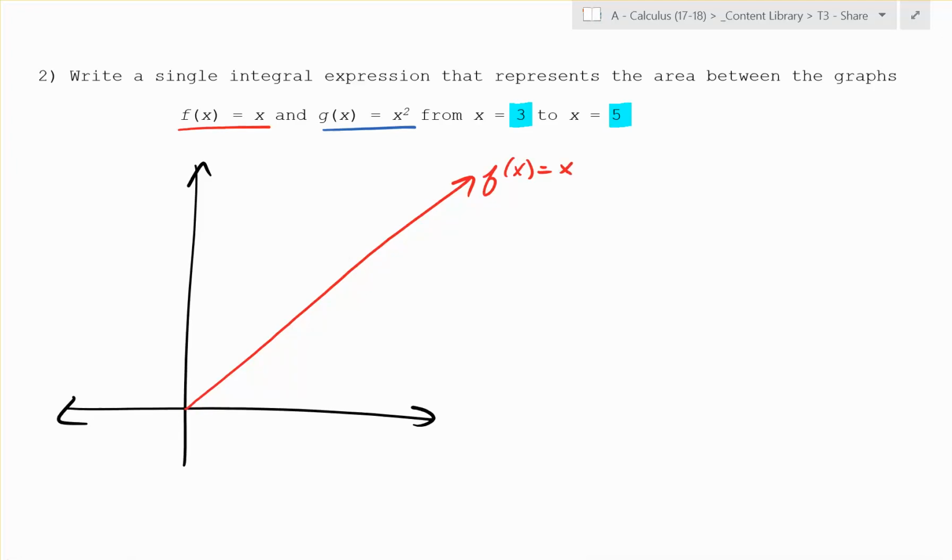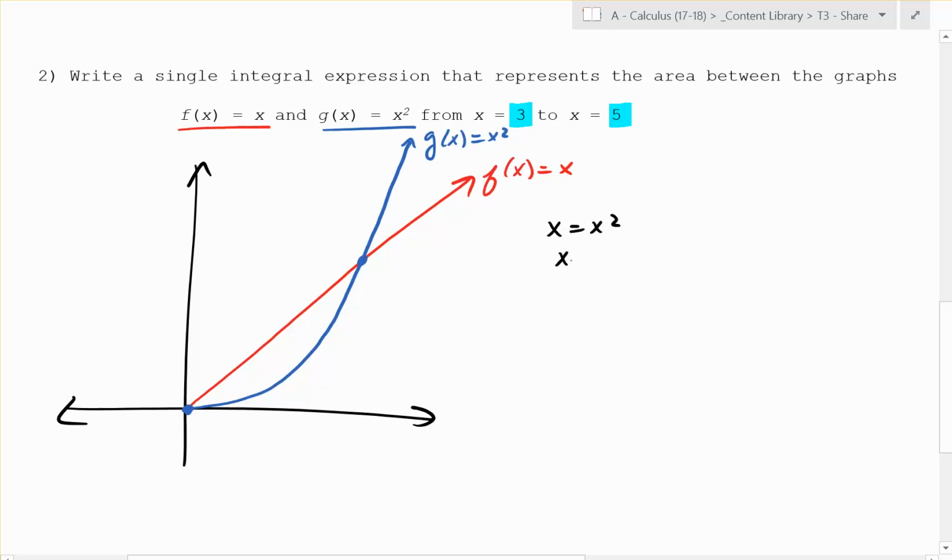But what about g of x equals x squared? Well, it's going to start here at 0, and then it goes up like this. So there's g of x equals x squared. Where do they cross? Well, that's important to know. So when does x equal x squared? Well, that's at x equals 1. Remember, this is not to scale.